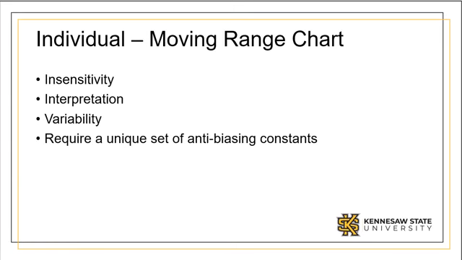Because the subgroup size is only 1, variability cannot be truly understood until 100 or more samples have been taken. Additionally, the nature of the individuals and moving range charts requires a separate set of anti-biasing constants when constructing the control chart. We will, however, use the same factors for the moving range chart as those used for the range chart and the X bar R or the median chart.